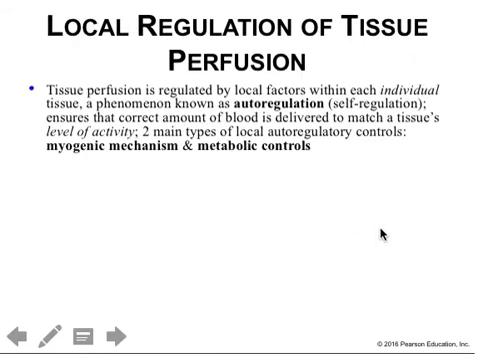Tissue perfusion is regulated by local factors within each individual tissue. This is called autoregulation. This ensures that the correct amount of blood is delivered to match a tissue's level of activity and maintain two types of autoregulatory controls: myogenic and metabolic control.